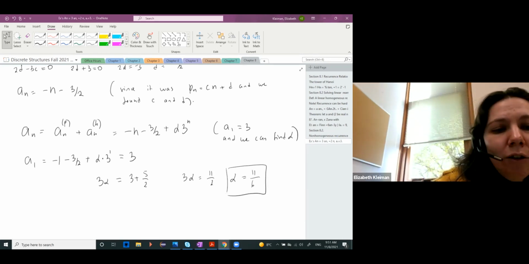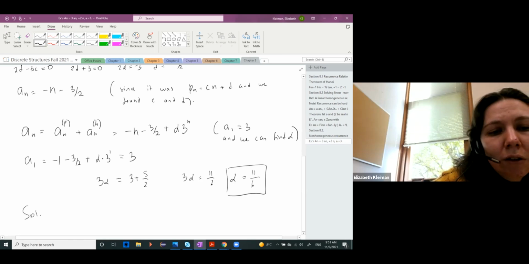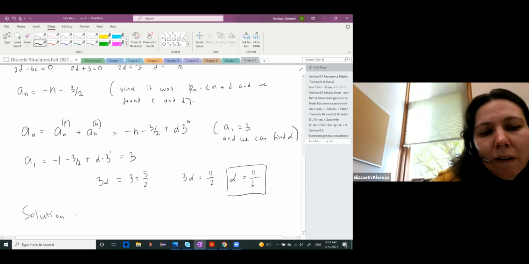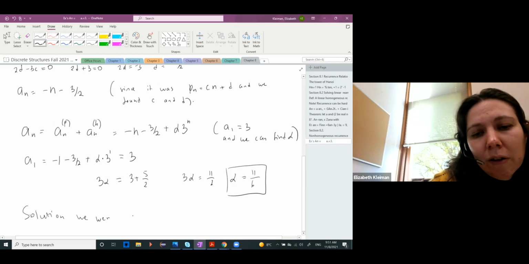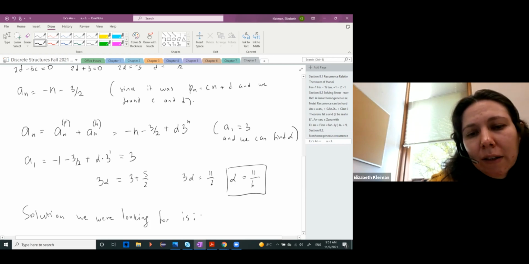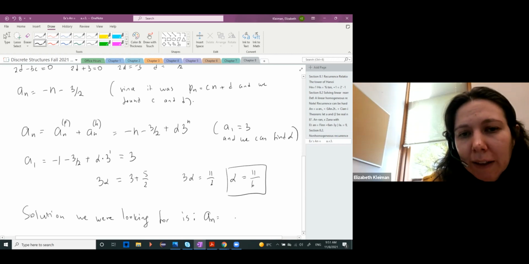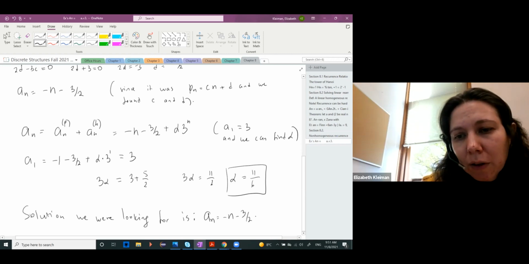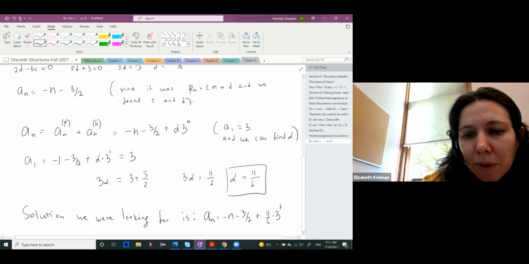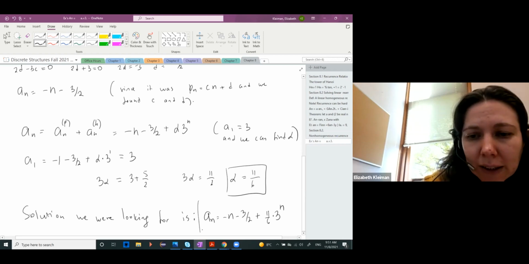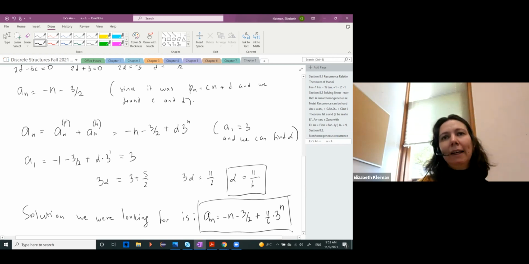So the solution we were looking for is a_n equal to negative n minus 3 over 2 plus 11 over 6 multiplied by 3 to the power n. So this is the answer.